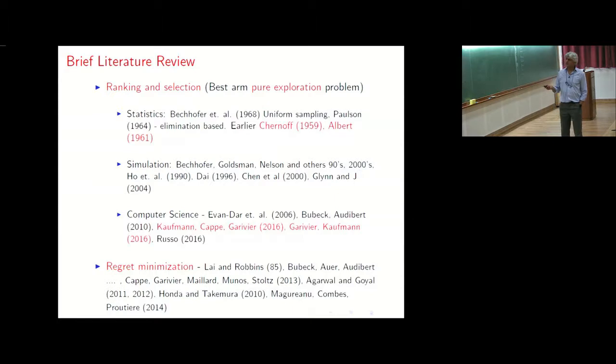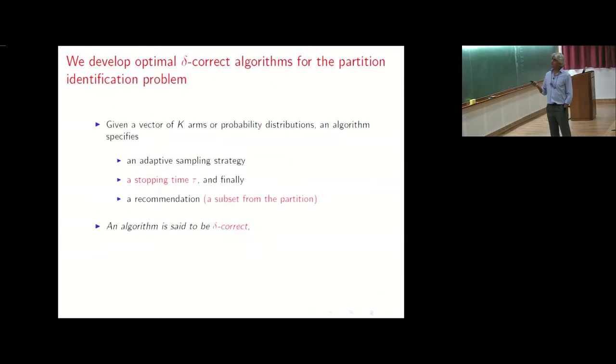And then there's the related regret minimization. For people who do bandits, they typically worry about regret minimization: given a number of arms, you sample them in such a way that you want to minimize the average cost. But we won't focus on that. We'll focus on delta-correct algorithms. You stop at some point and you have a delta guarantee of not making a mistake with probability more than delta.